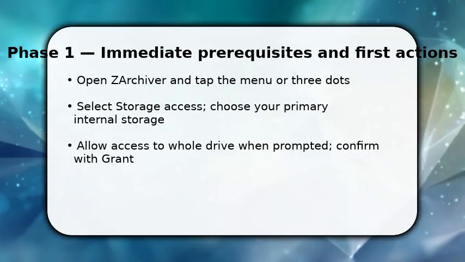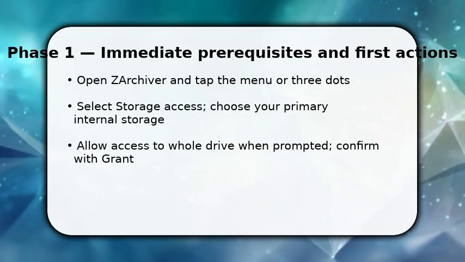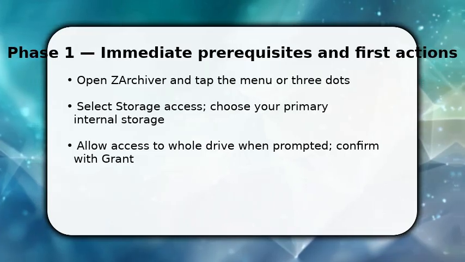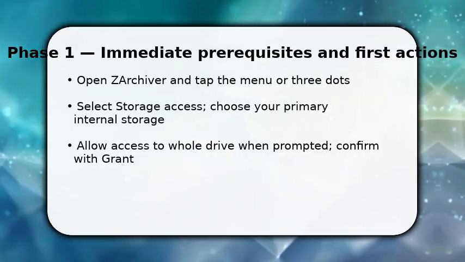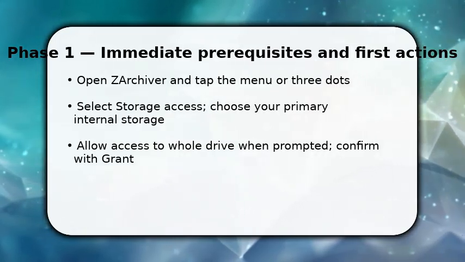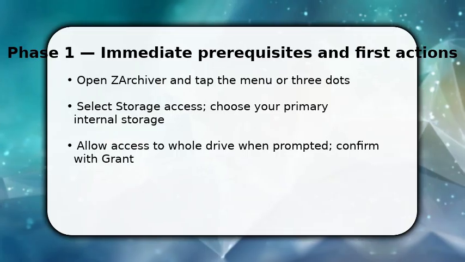You start by giving Zarchiver explicit access to your files. Open the app, tap the three-dot menu, then pick Storage Access, and choose your internal or SD storage. You must select the entire drive option. This bypasses Android 13 scoped storage limits.